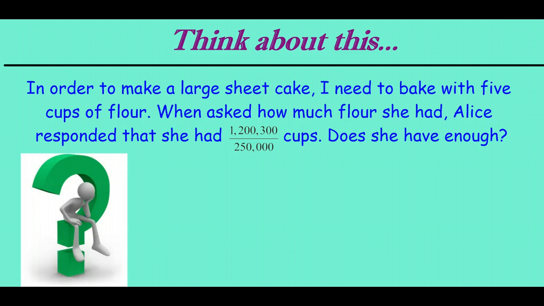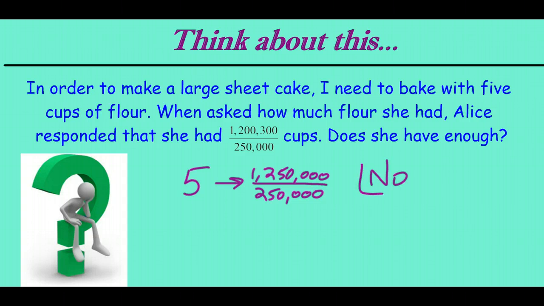So, again, getting past the fact that these numbers are somewhat unrealistic, but they're designed to make a point, what could we do in order to determine whether or not Alice has enough flour? Well, we could take the number 5 and convert it to a fraction over 250,000. Over 250,000, 5's fraction would be 1,250,000 over 250,000. We could determine that no, Alice does not, in fact, have enough flour for us to use to make a large sheet cake.